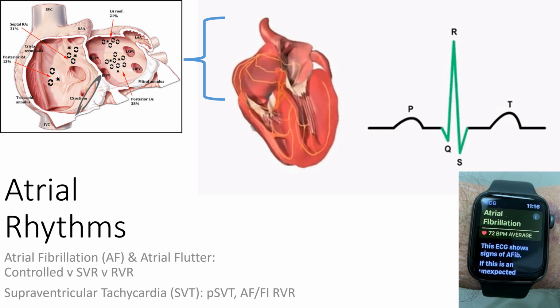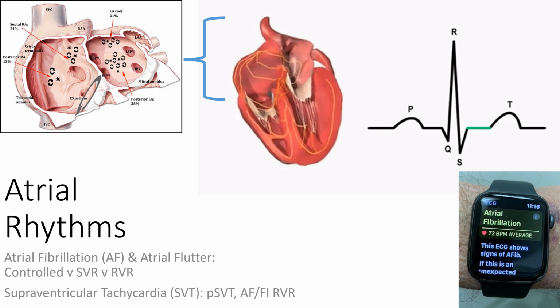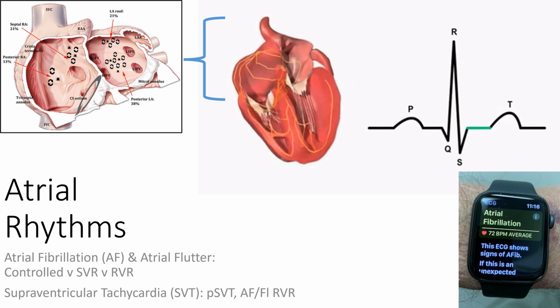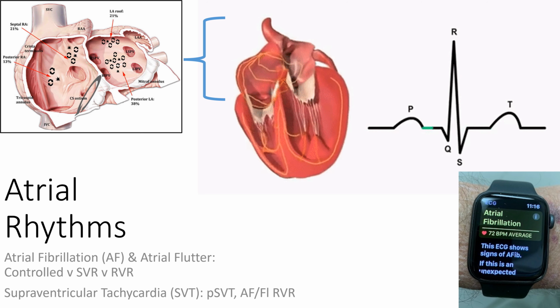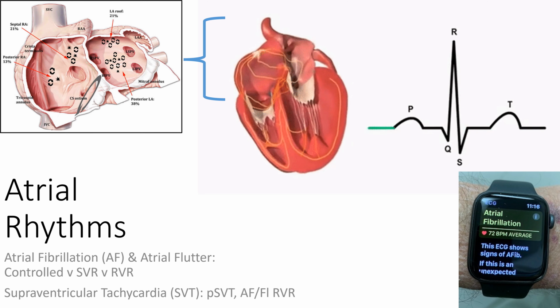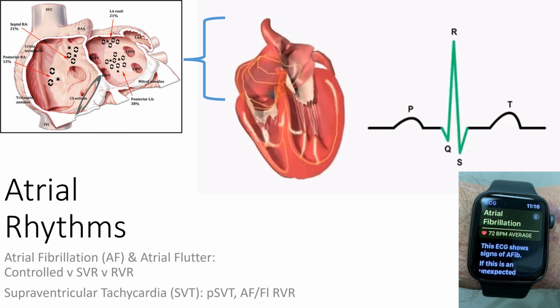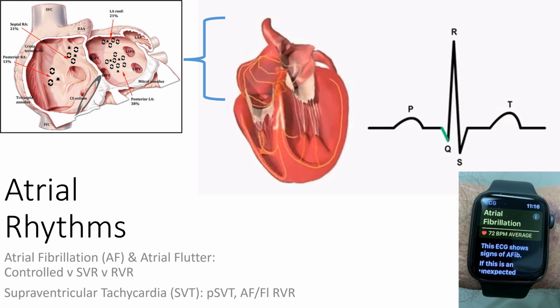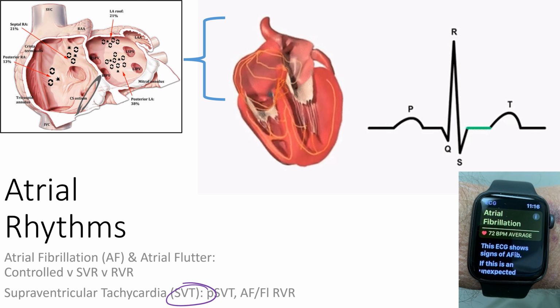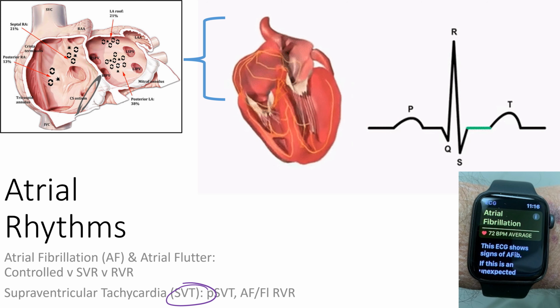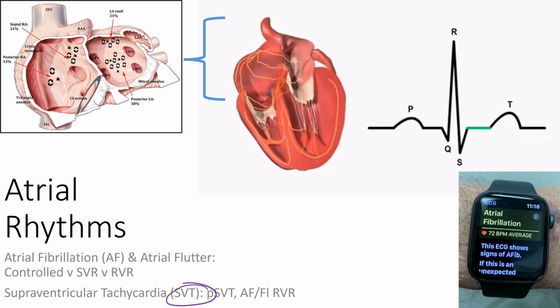Atrial rhythms. Sorry, the atrial rhythms are something wrong in the atria. We'll talk about fast atrial rhythms, and those are supraventricular, or atrial, which is another word for atrial tachycardias, supraventricular tachycardias. That's coming next, right? We'll talk about SVTs at the end of this section. First, we have AFib and A flutter.